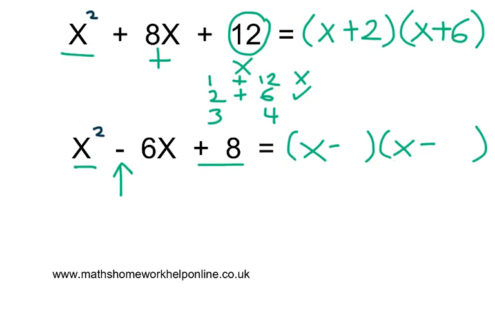Okay, so now let's think of numbers that multiply together to make 8. So we can do 1 and 8, or we can do 2 times 4. So now let's add them together to see if we can make 6. And because this time we know they're going to be negative, it's going to be minus, minus, minus, minus. So minus 1 minus 8 is minus 9, so that won't work. But minus 2 minus 4 is minus 6, so that will work. So the answer must be minus 2, minus 4.